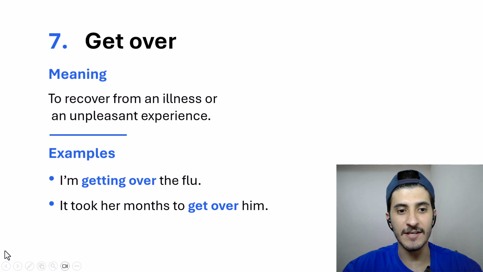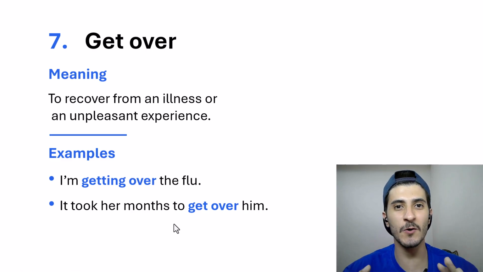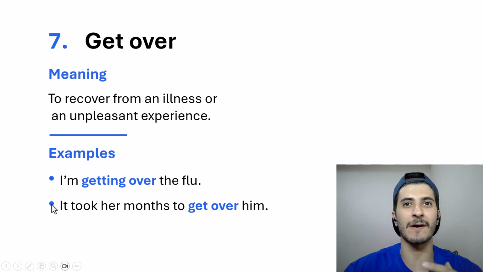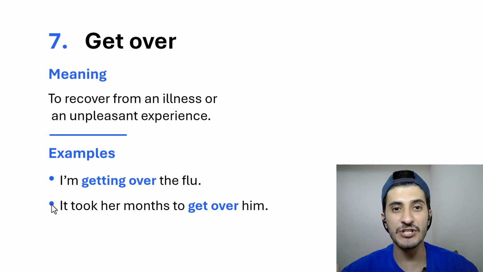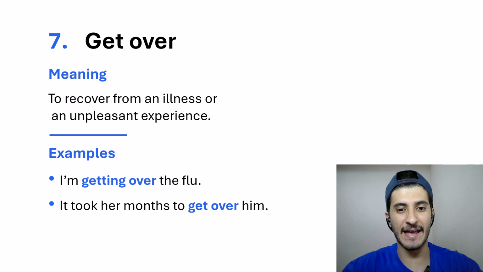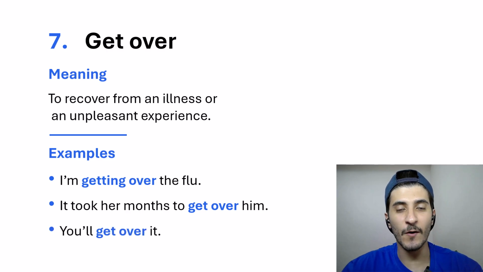The second example is, it took her months to get over him. And that's why I told you this phrasal verb is used so commonly and frequently in romantic movies, because to get over someone means you forget about them. For example, she had a breakup with her boyfriend and now she's getting over him. It means she's just getting used to it and she's not that sad anymore like before, and everything's getting better and better.